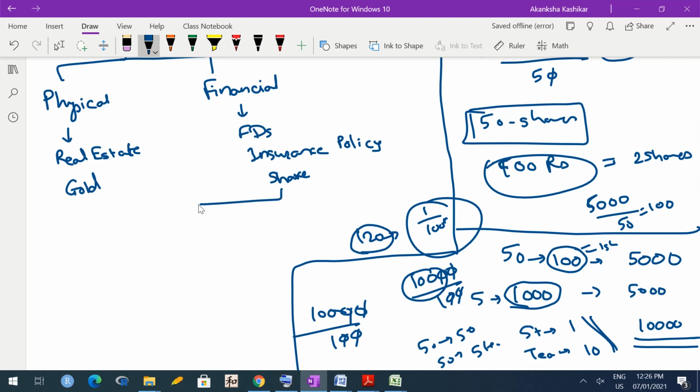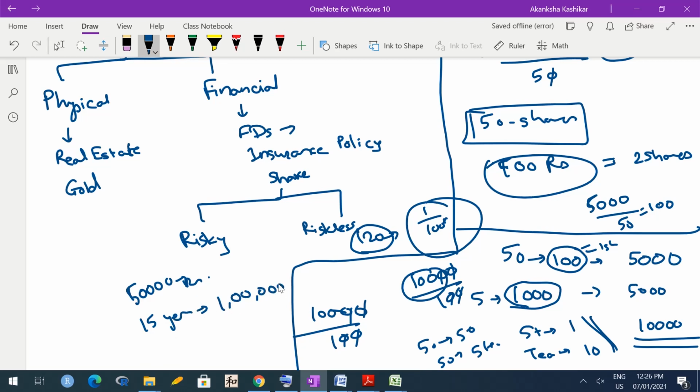So these are some financial assets, and financial assets can be divided into two types, risky or riskless. Now what do I mean by risky and riskless? Generally, FDs in traditional well-established banks can be considered riskless. In what sense? Suppose you invest 50,000 rupees today in an FD and the bank has told you that at the end of 15 years, because of interest, you will get 1 lakh rupees back.